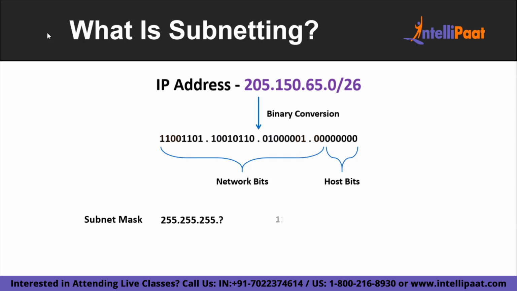Since there are only 2 network bits here that take the 7th and 6th position from right to left, we'll have to calculate the result that sums up 2 to the power 7 and 2 to the power 6, which is 192 in this case. Hence, our subnet mask will be 255.255.255.192.